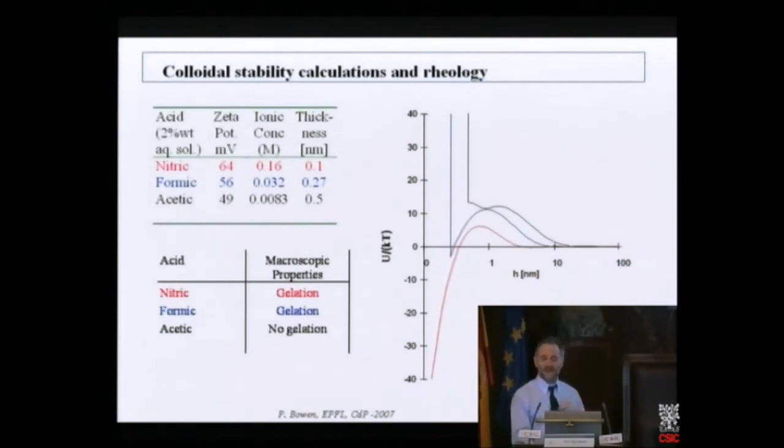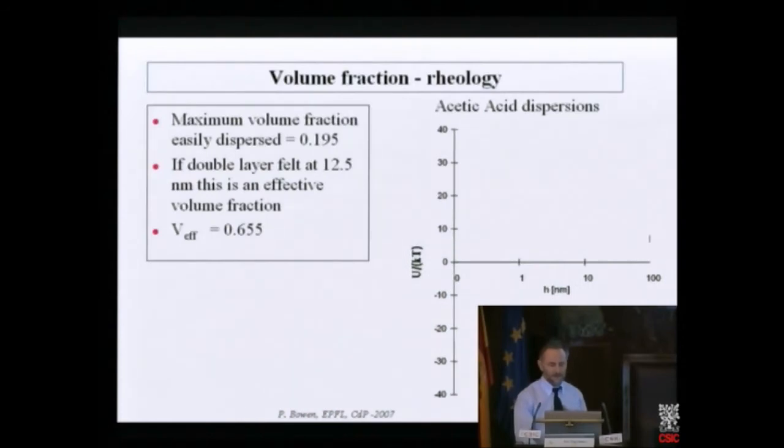So you can see these type of calculations can help us understand how to disperse what we need on the surface to disperse our nano-sized particles. If you go back to the particle packing I was talking about on Wednesday, so if we see our electrostatic interaction starts kicking in a couple of kT at about 12 nanometers. So if we take an effective double layer thickness of 12.2, the volume fraction that's easily dispersed is about 19%.